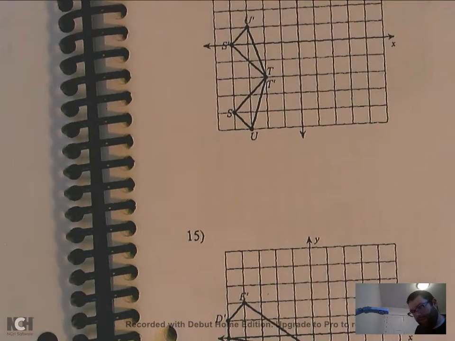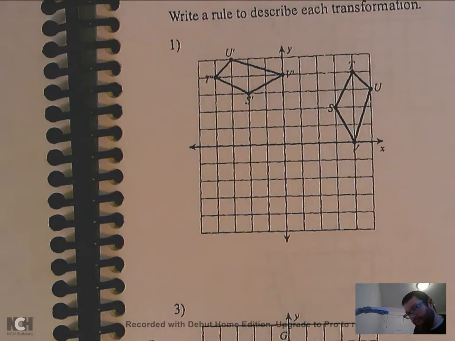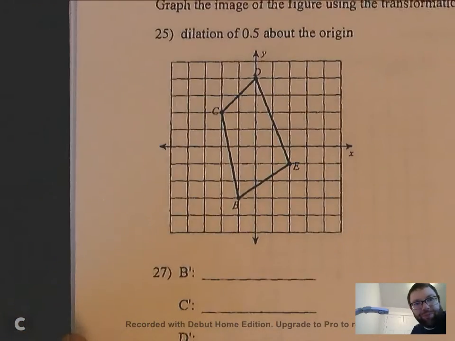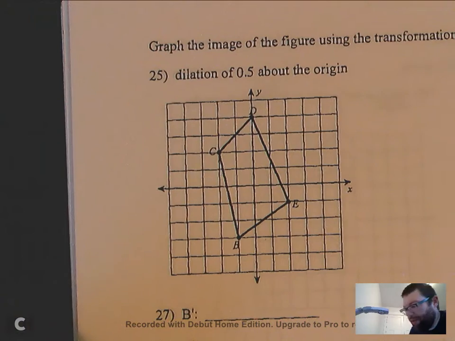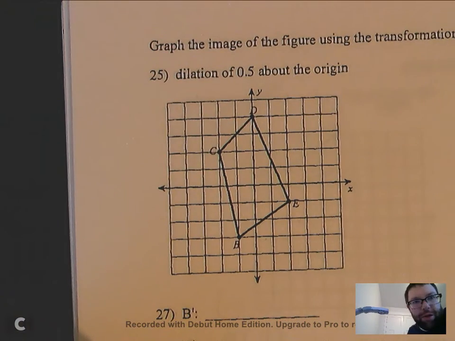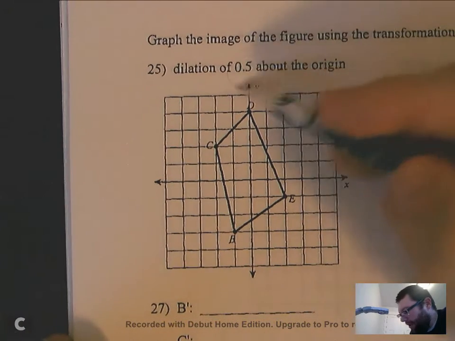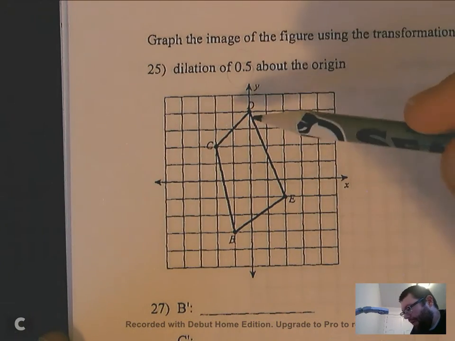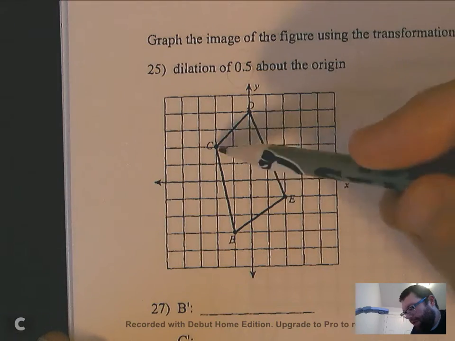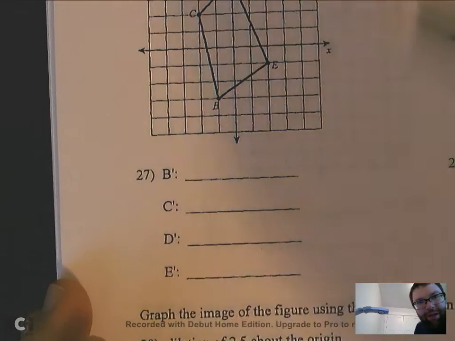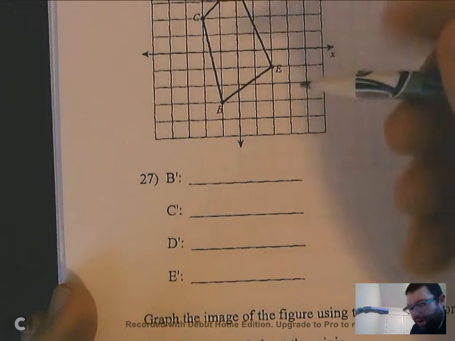Oh, we don't have dilations on here. So yeah, I guess I'm just going to talk about the, oh no, I do have dilations. Never mind. Dilation, last one. So dilation is just multiplying your ordered pairs by whatever number it gives you. So what I'm going to do first here is write the original ordered pairs just kind of off to the left here, just so I know what I'm multiplying by.